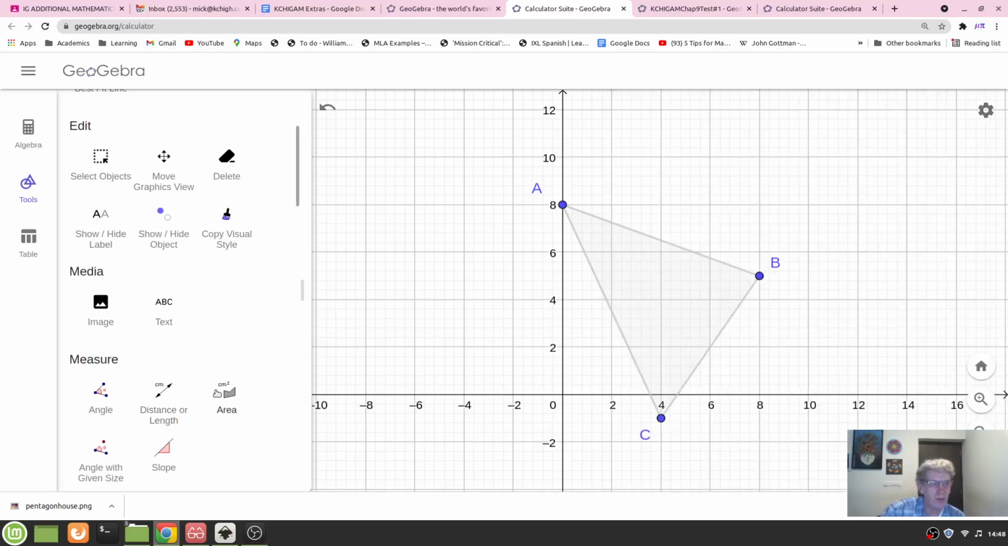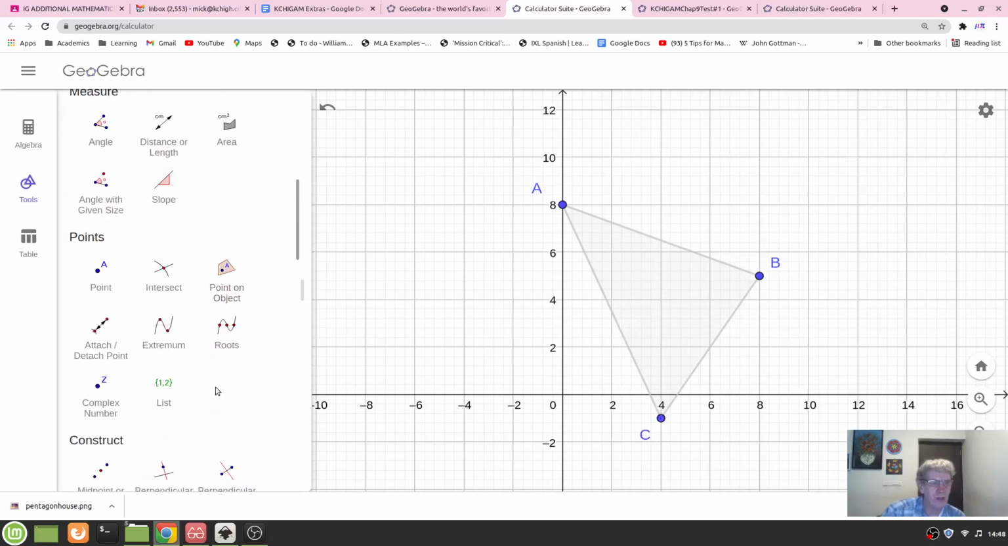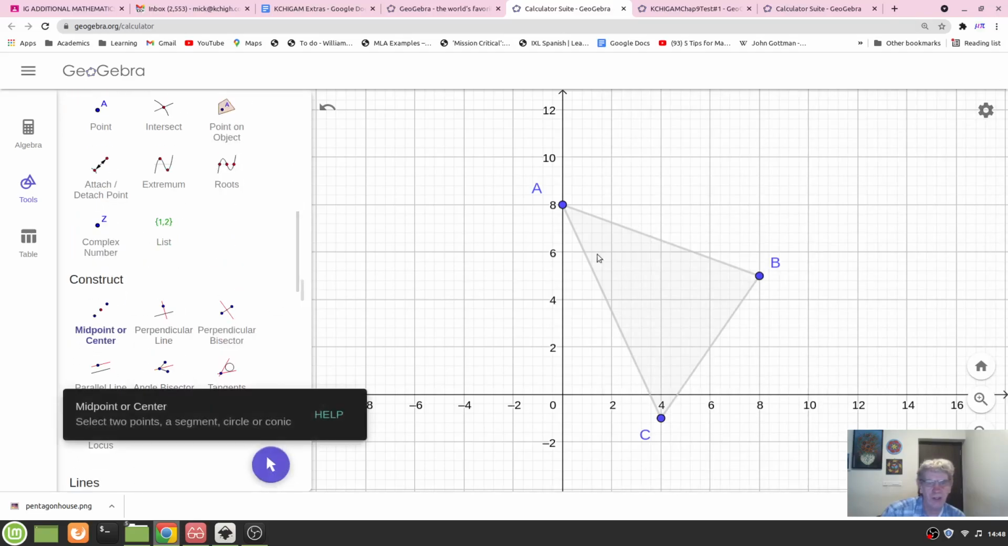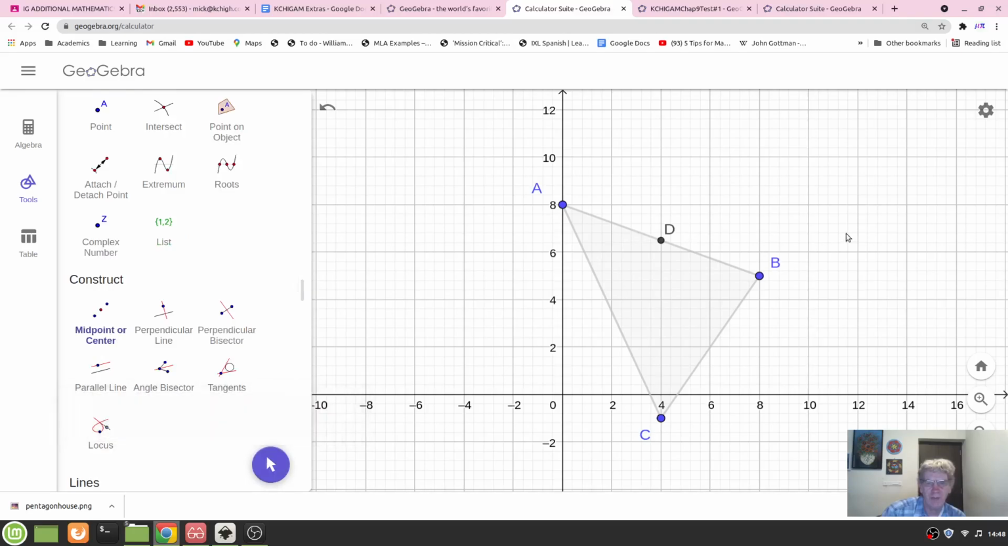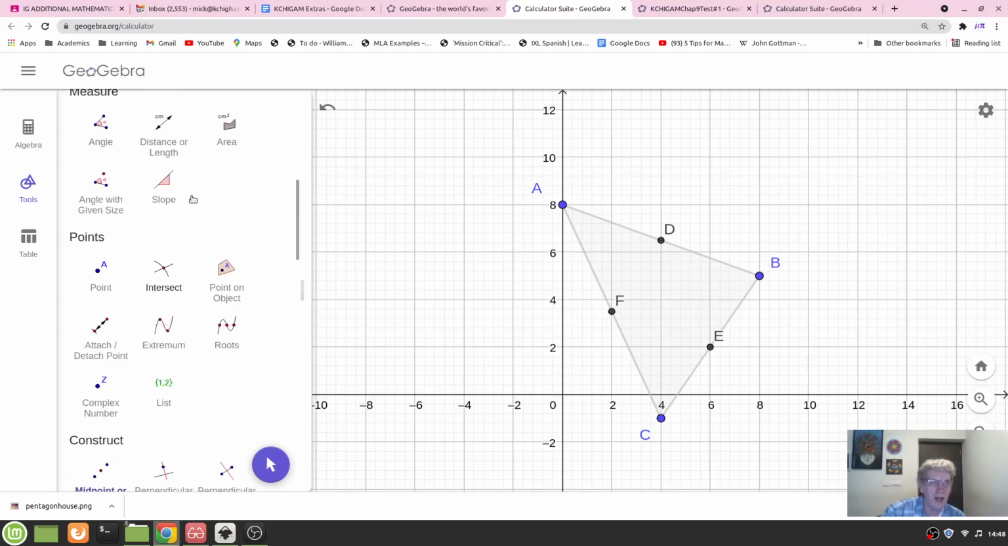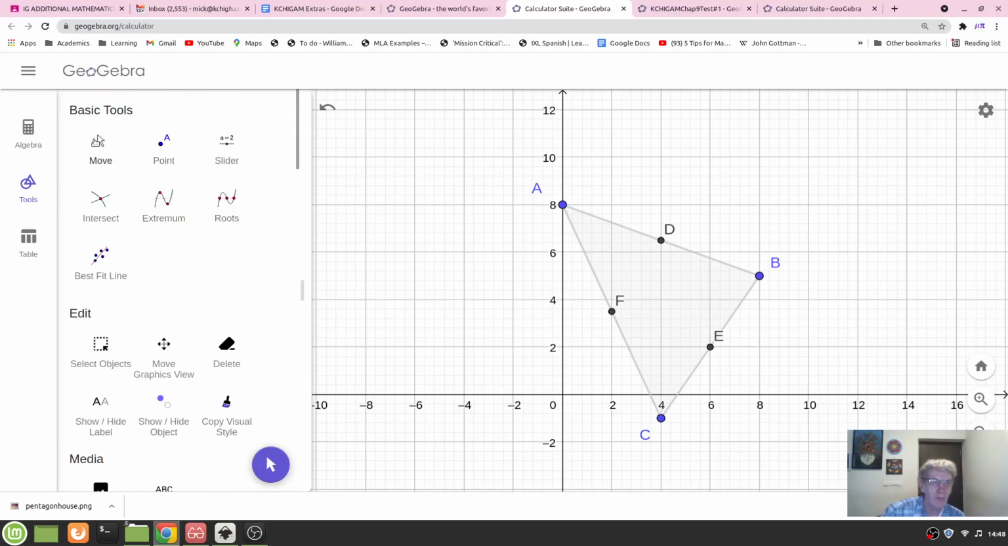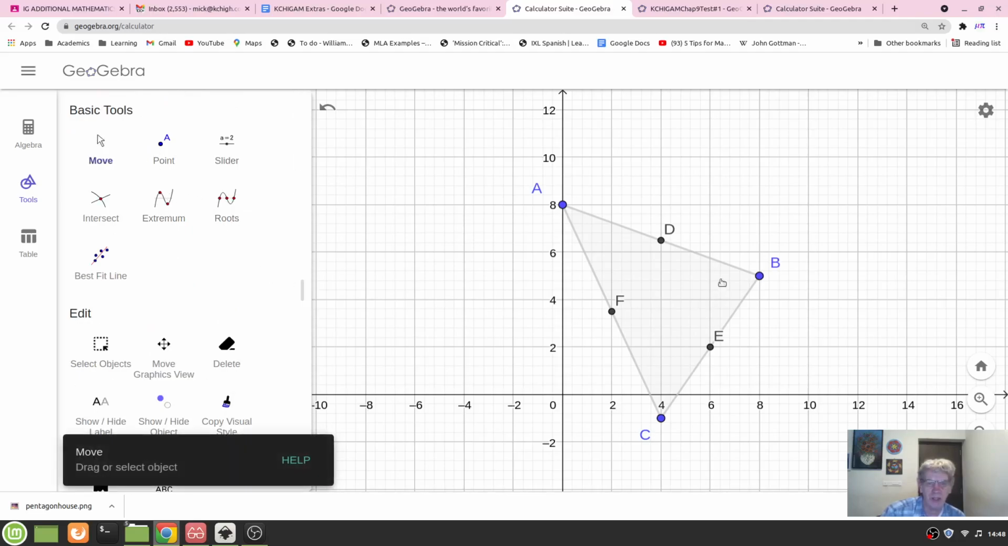So let's find the midpoint. So I use the midpoint tool. And where is the midpoint tool? There it is. So all I have to do is click on the segment. There's D. There's E. There's F. Now I'm going to come back and hit move again. This is what many students forget to do.